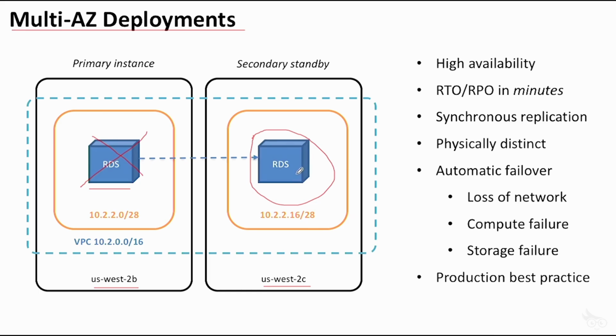So with multi-AZ deployments, we get a very high degree of high availability. We can lower our RTO and RPO to minutes instead of hours or potentially days, as the case may have been in traditional IT. The primary and secondary standby is achieved via synchronous replication. And again, as I've talked about, they are physically distinct. That way we're resilient to the loss of a data center, not just the loss of a machine. So this is considered the best practice for production environments.